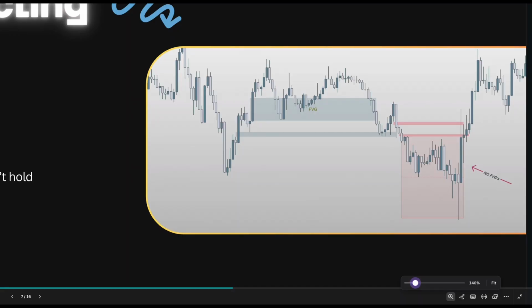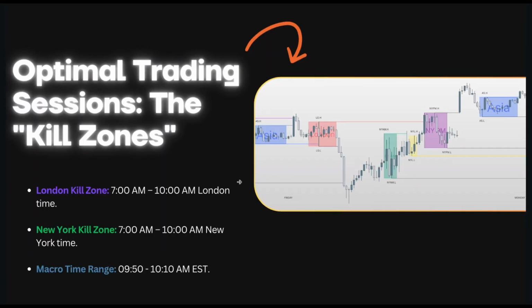Keep an eye out on this before your trading window opens. Make sure that there isn't any consolidation or any disrespect of fair value gaps like this. Why? Because if fair value gaps weren't being respected in the previous trading session, they probably won't be respected in yours.